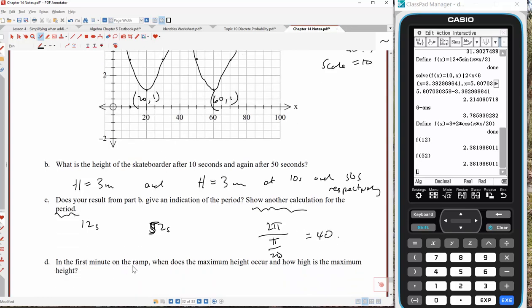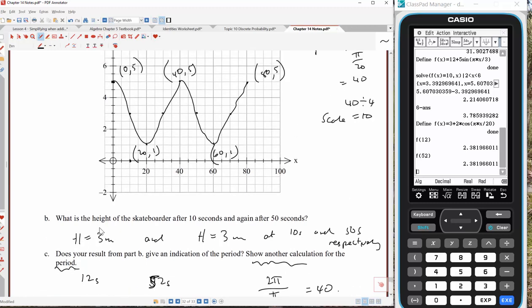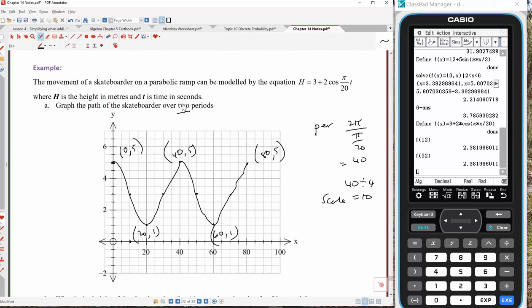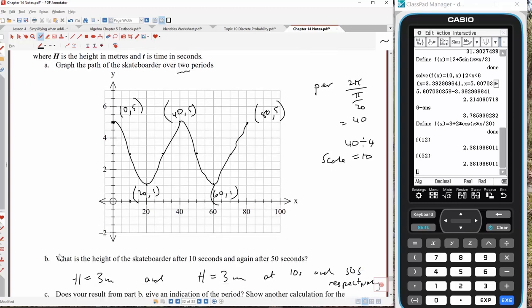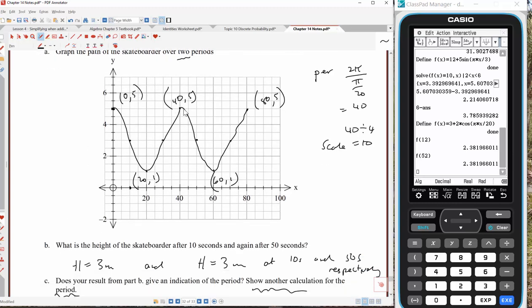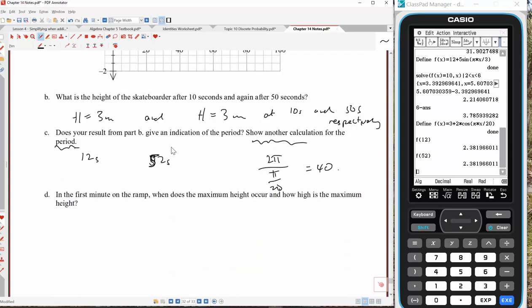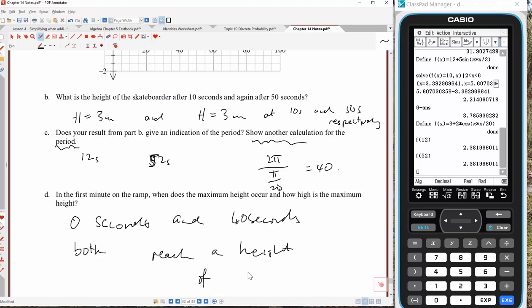In the first minute on the ramp, when does the maximum height occur and how high is the maximum height? So we're going first minute, okay? T is the time in seconds, 60 seconds is a minute, and the maximum height occurs at 0 seconds, so the initial value, and 40 seconds. What was the max? 5 meters.